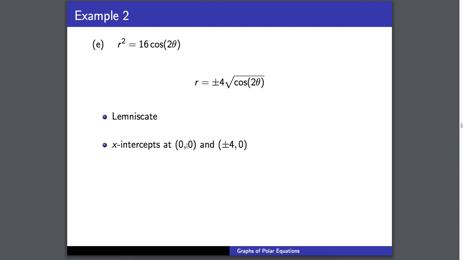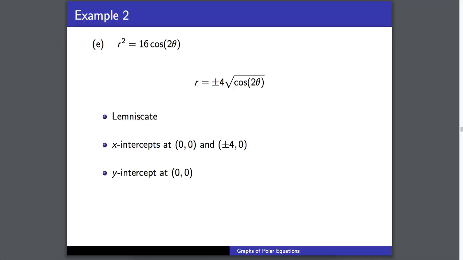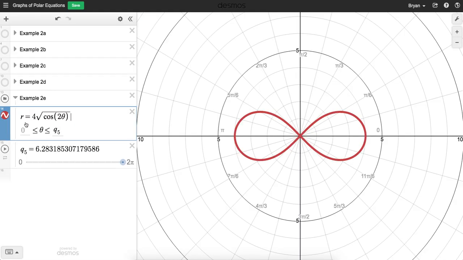Our x-intercepts are at (0, 0), so it does go through the pole or the origin, and at (±4, 0), so we go 4 units each way. Our y-intercept is at the origin or the pole, and that's about it. So again, for these ones, we have to get r by itself before Desmos will allow us to graph that.